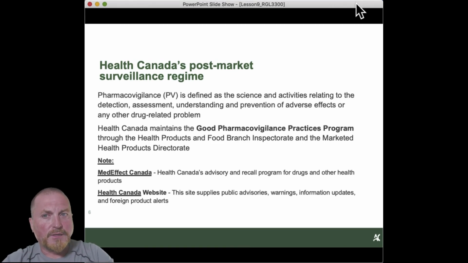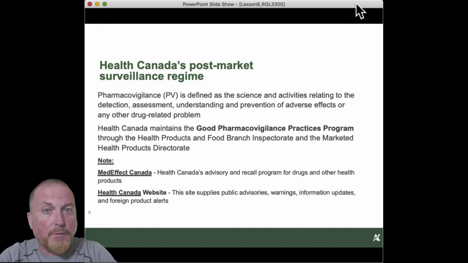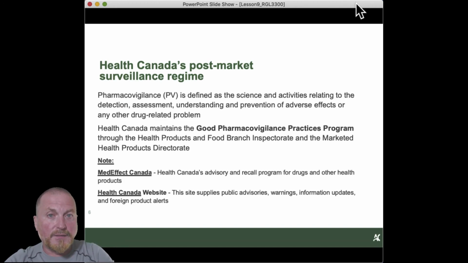But pharmacovigilance is defined as the science and activities related to the detection, assessment, understanding, and prevention of adverse effects or any other drug-related problem. All right. Now, I think that pharmacovigilance relative to pesticide post-market surveillance and industrial chemical post-market surveillance is definitely a tighter, stronger system than you would find in the other areas. But there are still going to be gaps, and we need to be well aware of that.